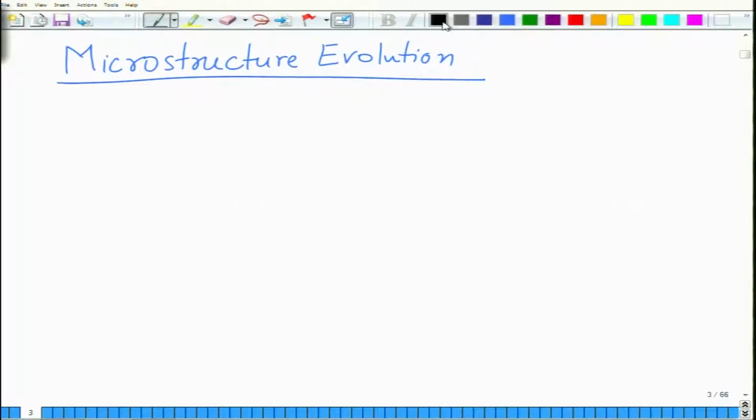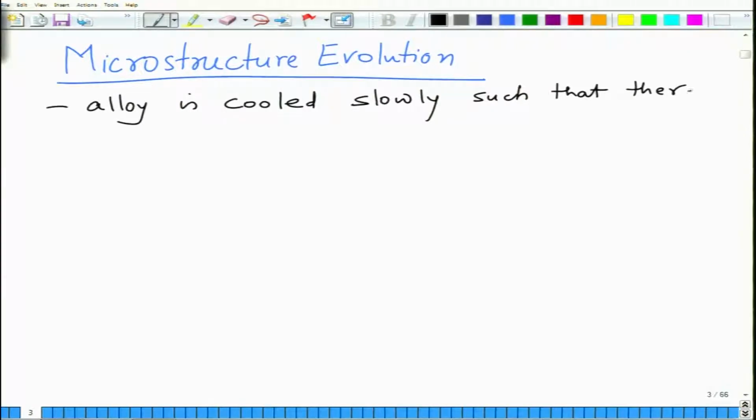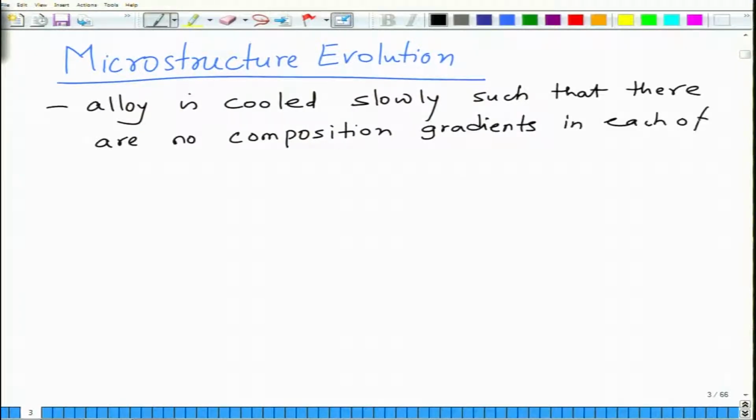and the condition which we consider is that the alloy is cooled slowly such that there are no composition gradients in each of the phases. So basically what we are going to talk about is how an equilibrium microstructure develops in a binary phase diagram.